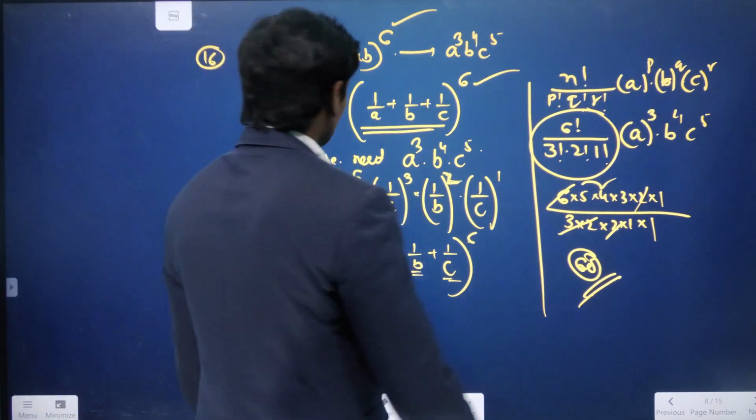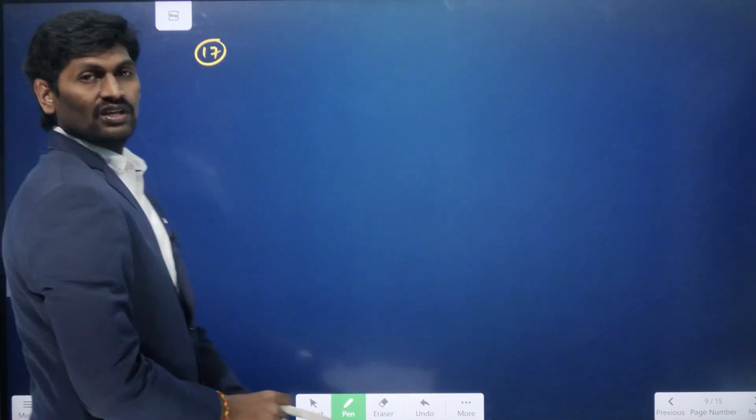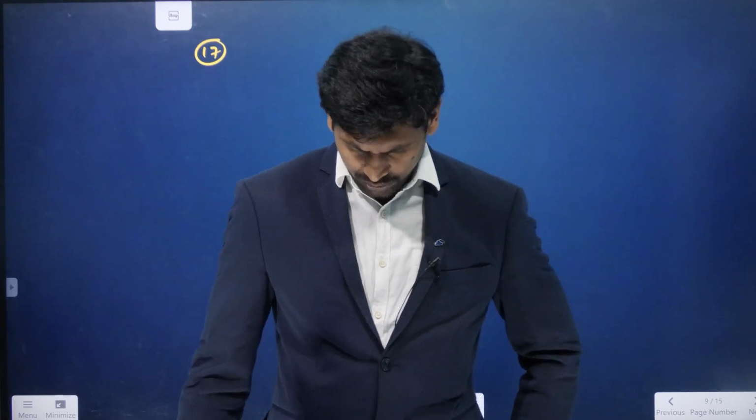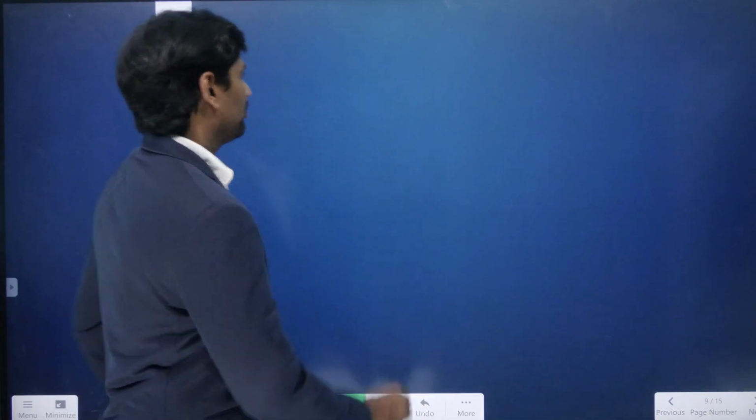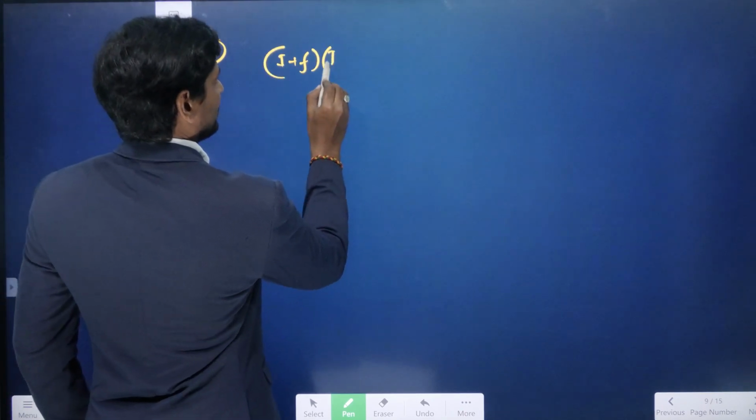The 17th one is nothing but: if I is the integral part of 2 plus root 3 and f is the fractional part, I is the integral part, f is the fractional part, then we need to find out I plus f into I minus f. So directly you can substitute the value, I plus f into I minus f.